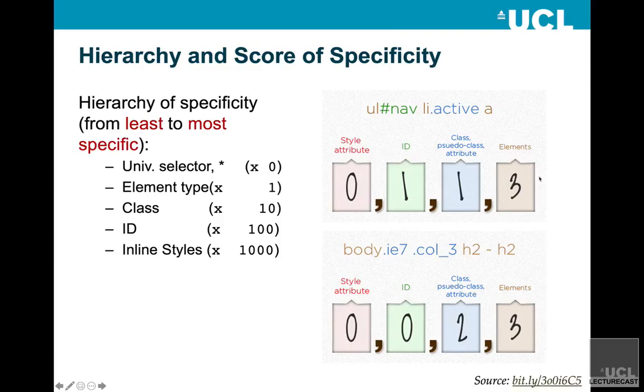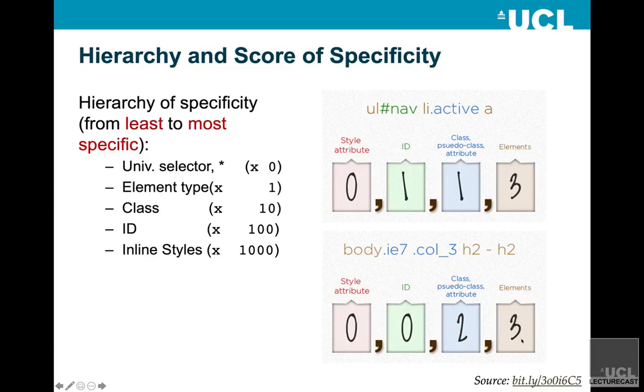Do we have an ID here? Yes, we know. We have an ID here because there's a hashtag, and #nav is our single and the only ID used in this particular selector. Therefore, the score will be 113. A similar approach can be applied to the second example, where we have 1, 2, and 3 element selectors.